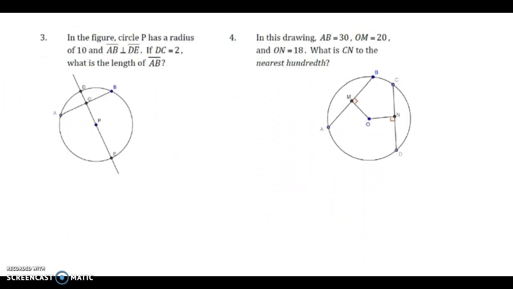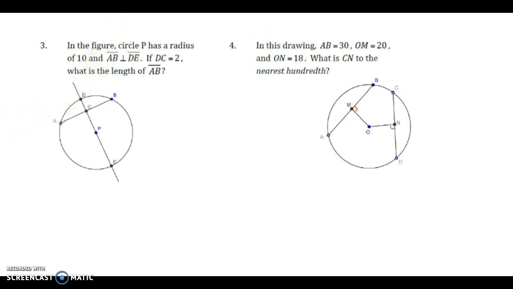I am going to look at question 3 and question 4. So question 3 says, in the figure, circle P has a radius of 10. And so I'm going to mark my radius here. My radius is 10. And AB is perpendicular to DE. And once we have a radius perpendicular to a chord, we also know that that chord is cut in half. And DC, this little piece, is 2. And keep in mind that DP is also a radius.